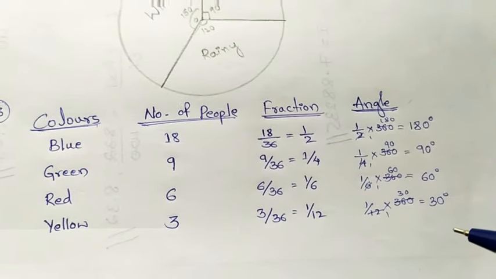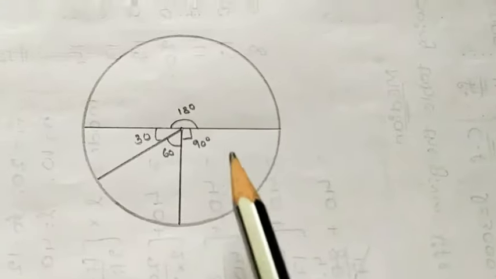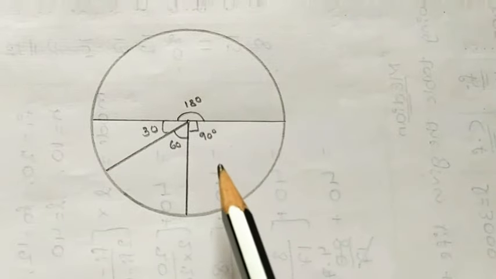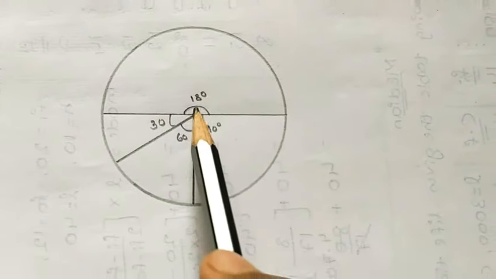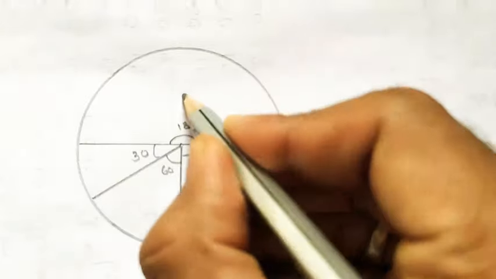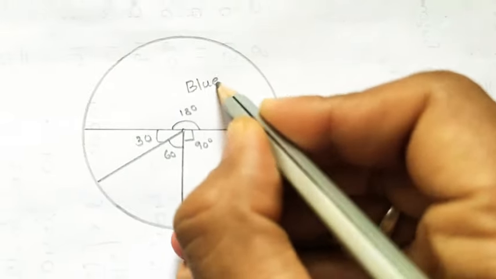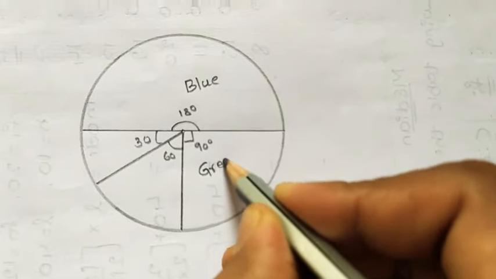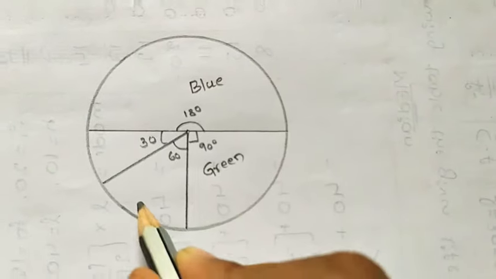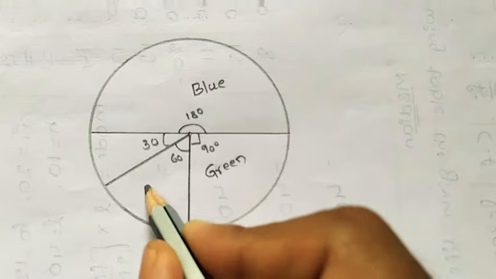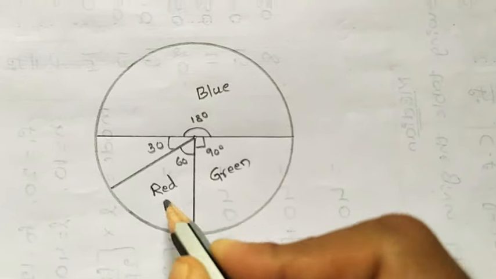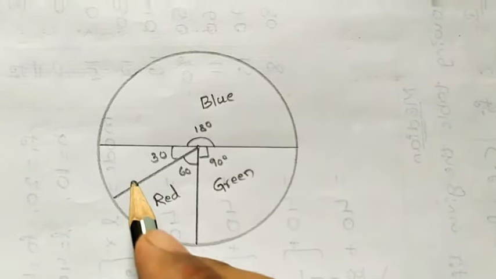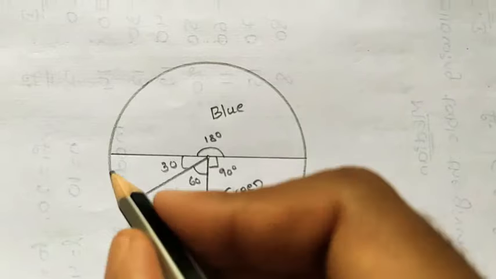Now we have to draw the pie chart. This one will be our required pie chart. The 180 degree gives us blue, 90 degree gives us green, and 60 degree gives us red color, and 30 degree gives us yellow color.